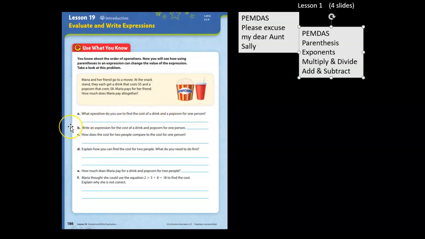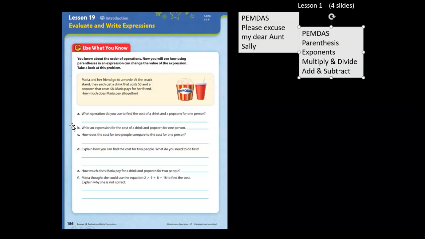B, write an expression for the cost of a drink and a popcorn for one person. An expression does not have an equal sign. It's just the problem part of a math sentence. Letter C, how does the cost for two people compare to the cost for one person? D, explain how you can find the cost for two people. What do you need to do first?